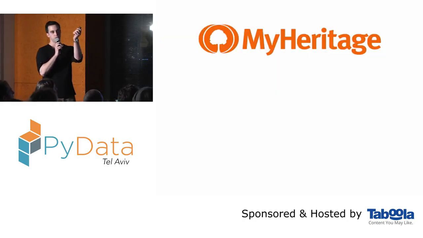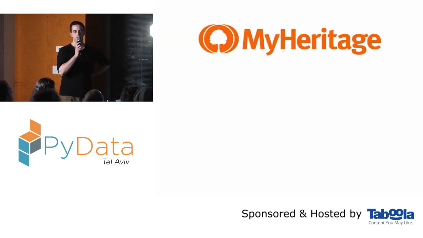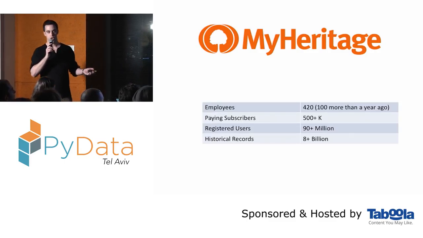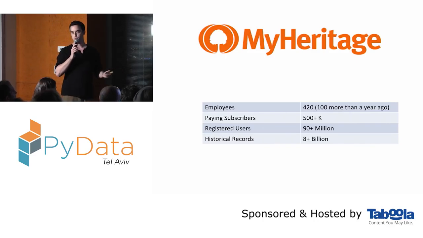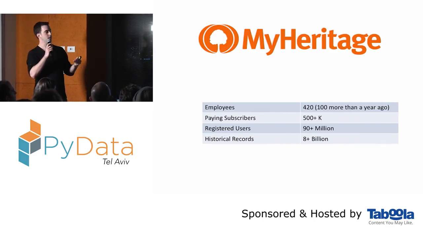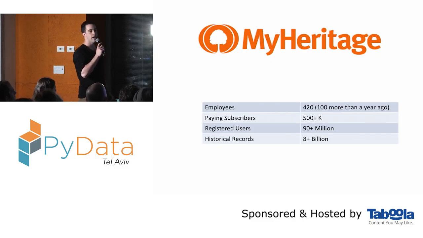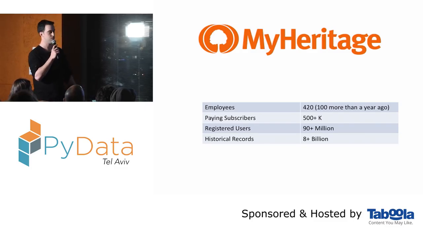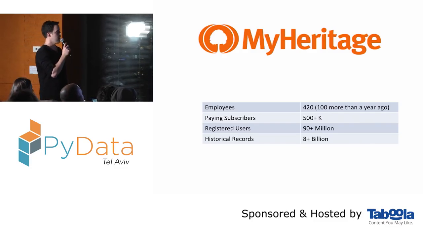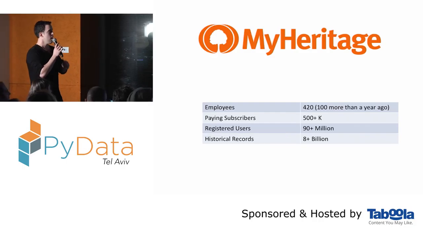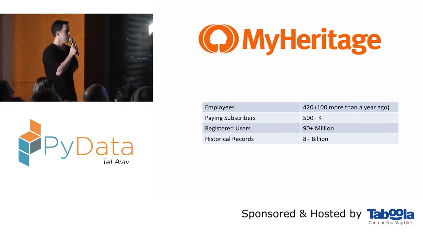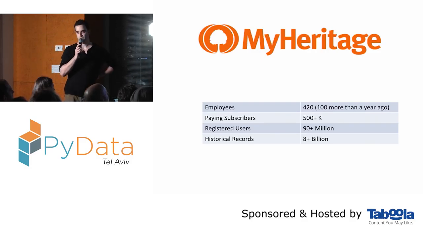Okay. Before we start, I'll give a brief introduction to MyHeritage as well. MyHeritage is essentially a genealogy company, which means that up until a year ago, it focused on being a platform on which you can save and further research your family history. A lot of people might have used it when they were doing a family tree or something like that. This is a snapshot of the company right now. We are over 400 people, with over 500,000 paying subscribers, over 90 million users, and over 8 billion historical records.